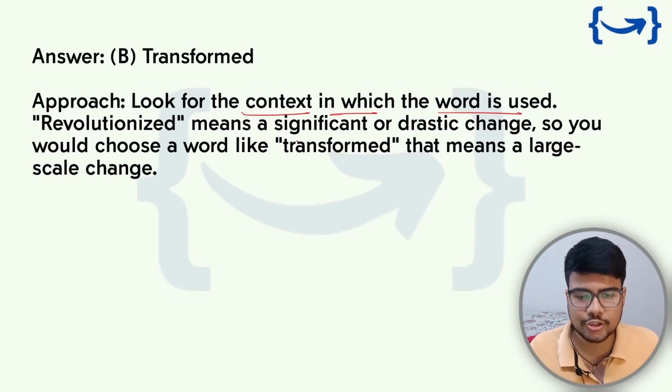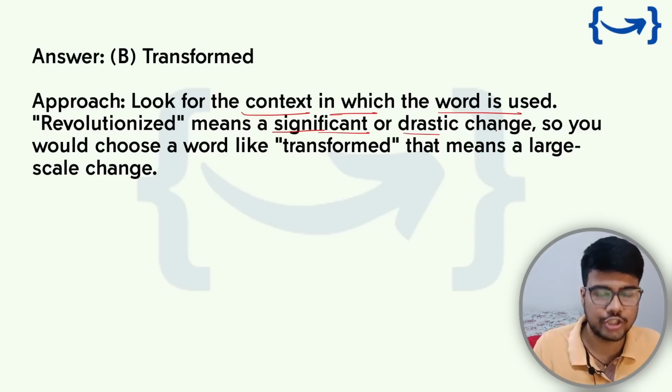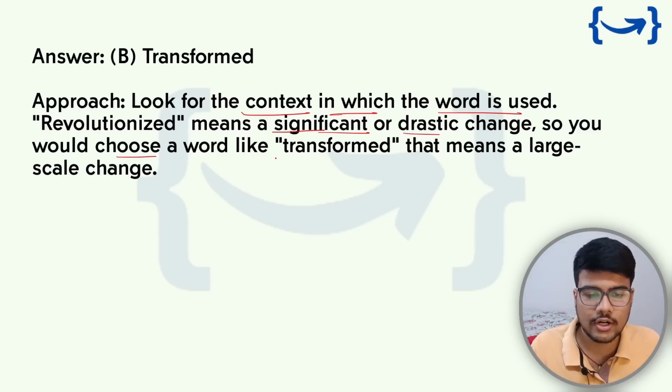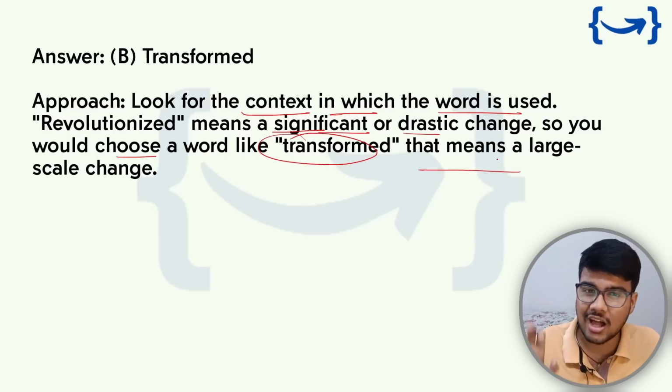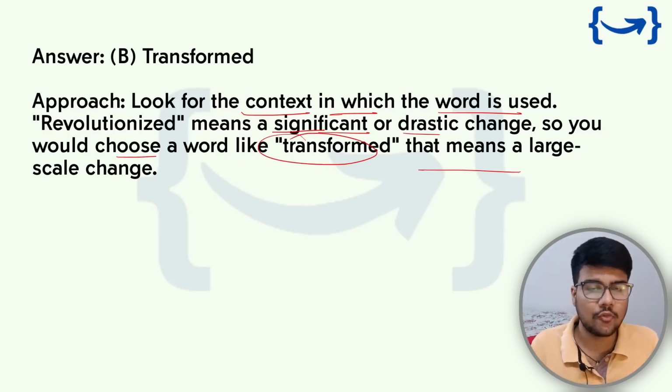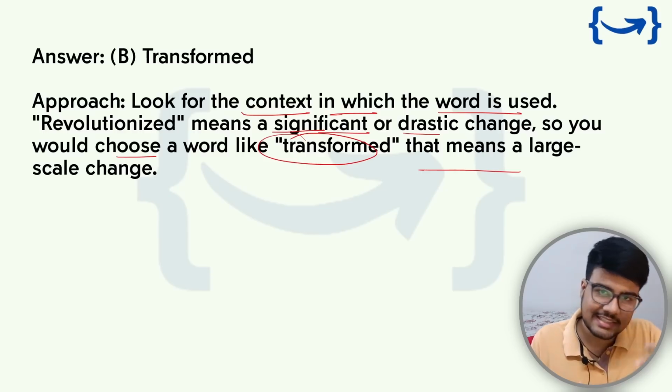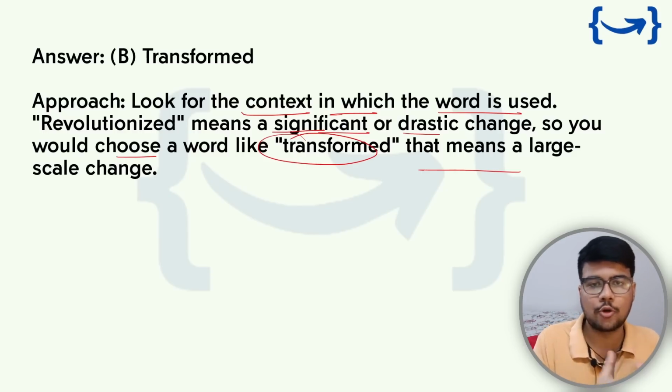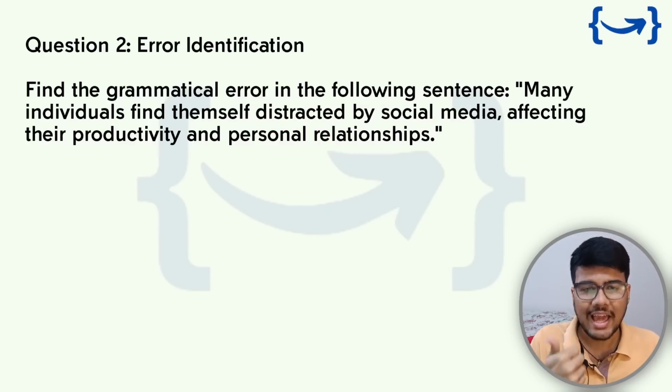Revolutionized means a significant or drastic change. So you could choose a word like transform, which means a large scale change. Otherwise, you can go by the sound of it, which suits well in that particular sentence. That could be a wild guess, I would say, but it definitely helps you crack the logic of antonyms and synonyms, because if you get a feel from that particular sentence, then it is easy to fetch the appropriate word.